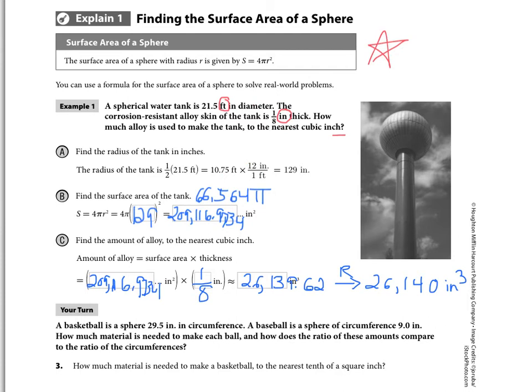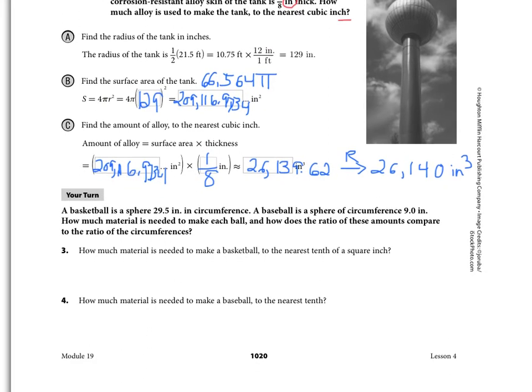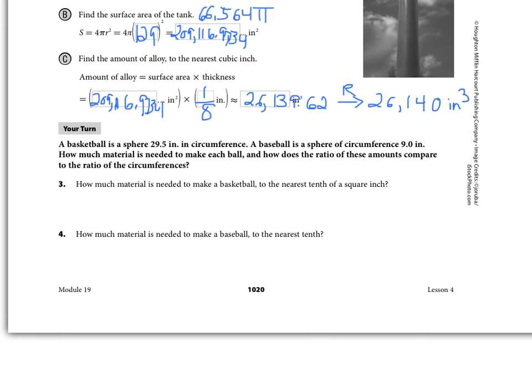Alright guys, at this point it is now your turn, so these are the on your own problems. You want to follow the model of example 1, and you're going to be this time finding the surface area of both a basketball here and a baseball, okay, and it's asking how much material is needed. That's basically an application of talking about what's the surface area of each of these different sized spheres. So I'll leave you to that.